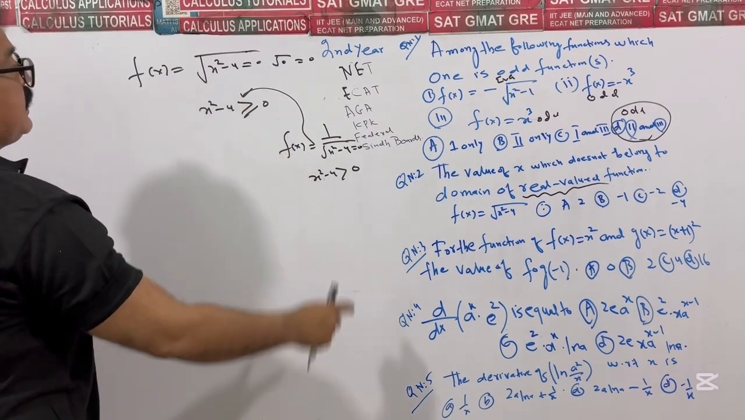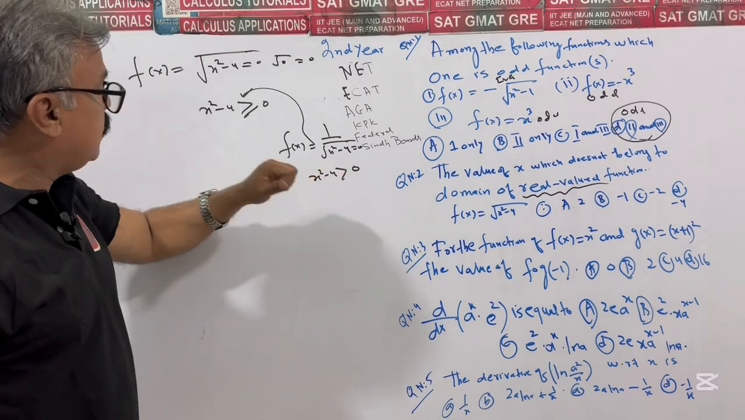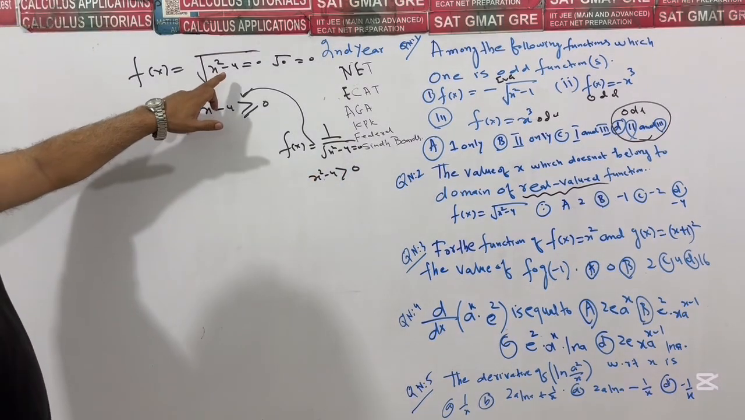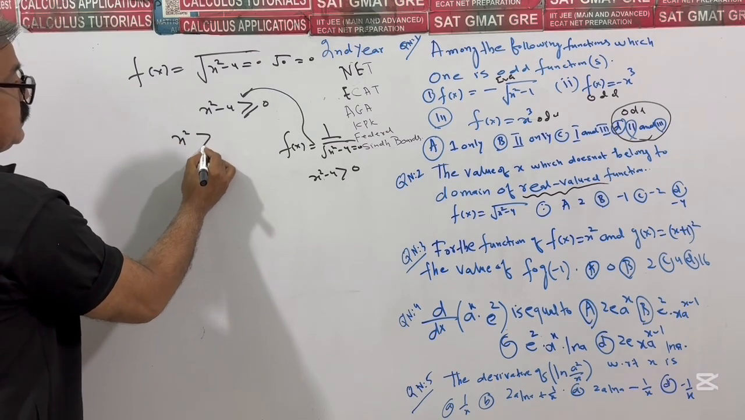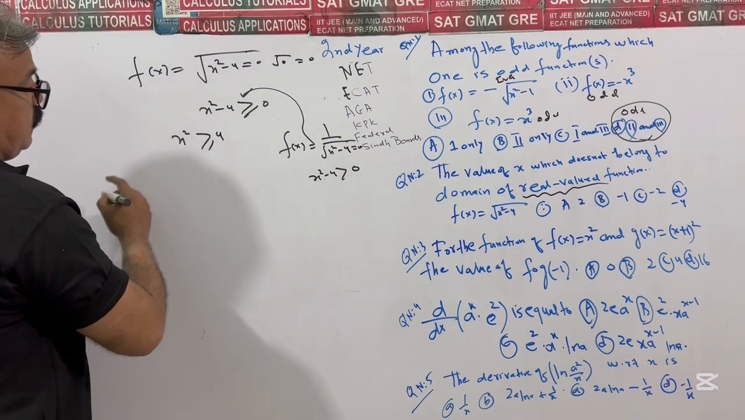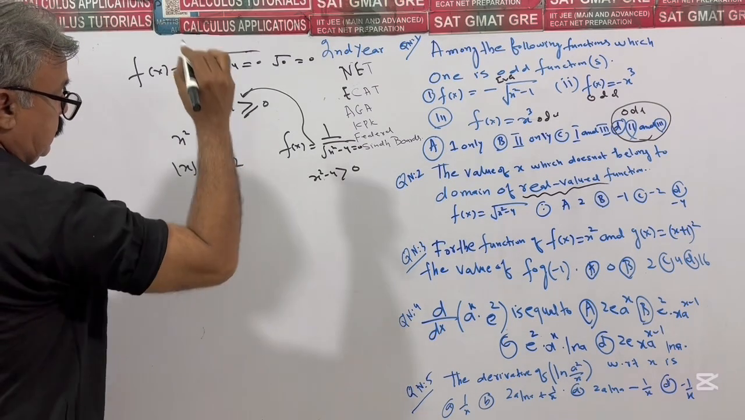Look at this. Examiner will challenge you with this sometimes. You should have a fair idea: 0 to be included, 0 to be excluded. Okay, without wasting time, moving forward, x square is greater than or equal to 4, or mod x is greater than or equal to 2.